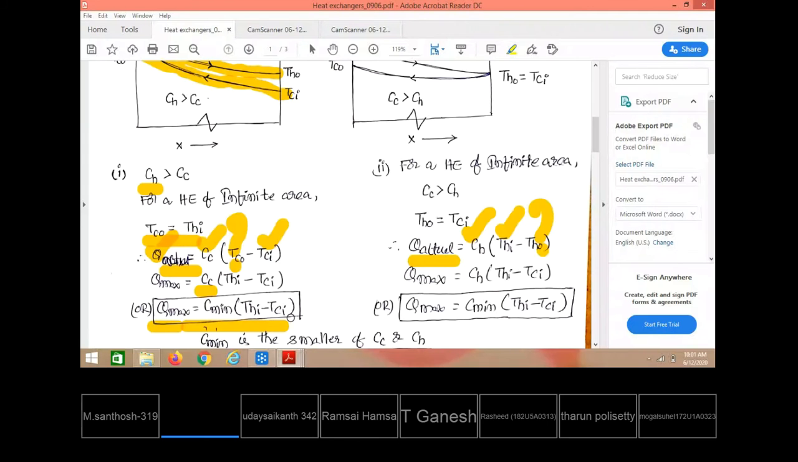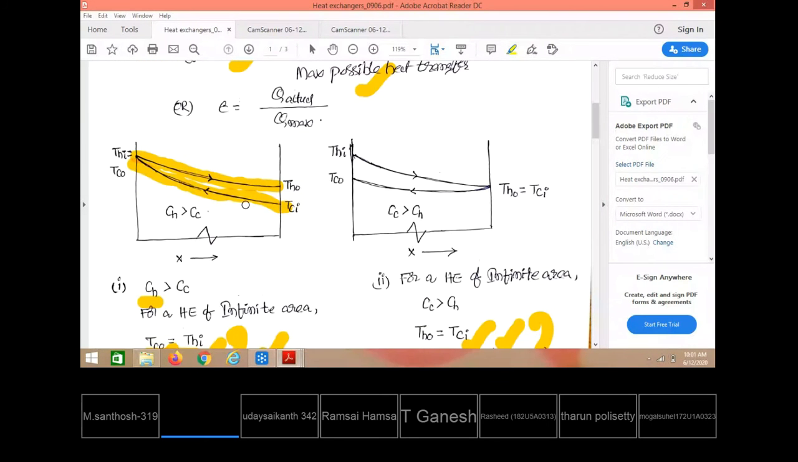When a counterflow heat exchanger is operated like this, for a counterflow heat exchanger having infinite area, when cold fluid is allowed to enter at a Tci temperature, what may be the maximum temperature we can get after receiving the heat discharged by the hot fluid side? Tc naught ultimately will become Thi. Not more than this we can increase.